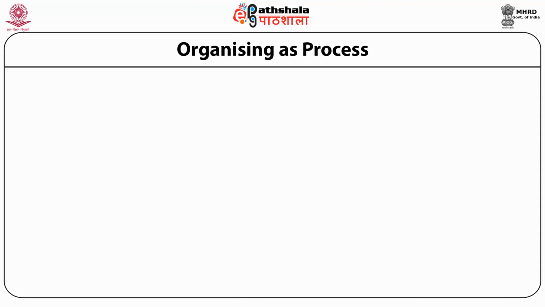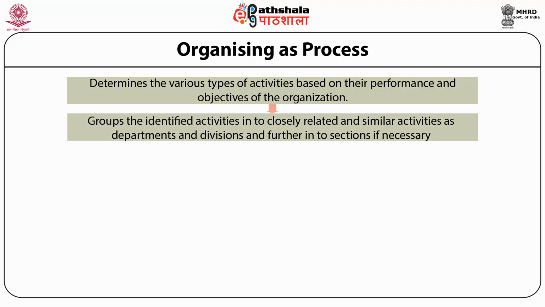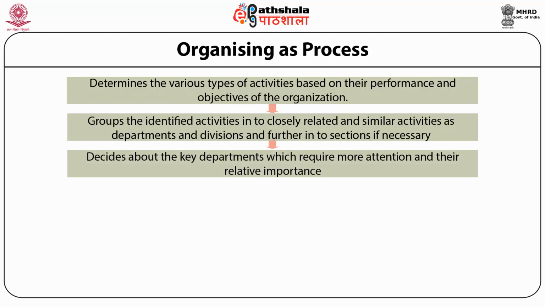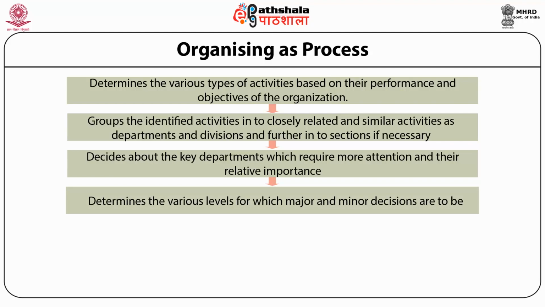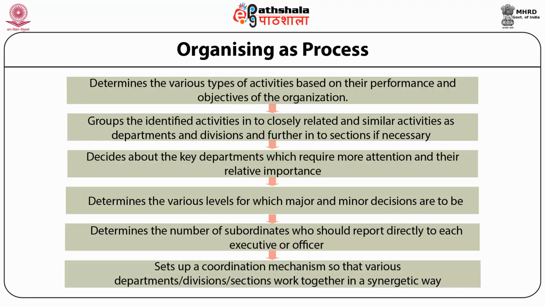Organization as process. It determines the various types of activities based on their performance and objectives of the organization. It groups the identified activities into closely related and similar activities as departments and divisions, and further into sections if necessary. It decides about the key departments which require more attention and their relative importance. It determines the various levels for which major and minor decisions are to be taken. It determines the number of subordinates who should report directly to each executive or officer. It sets up coordinate mechanism so that various departments, divisions, sections work together in a synergetic way.